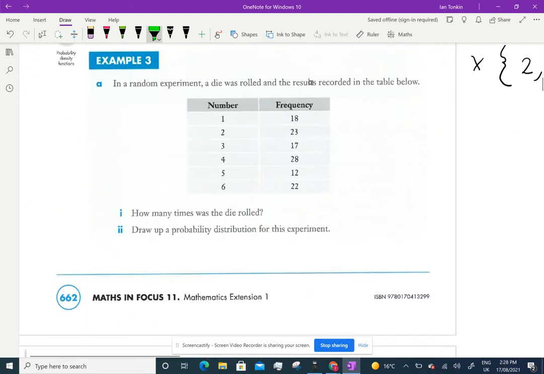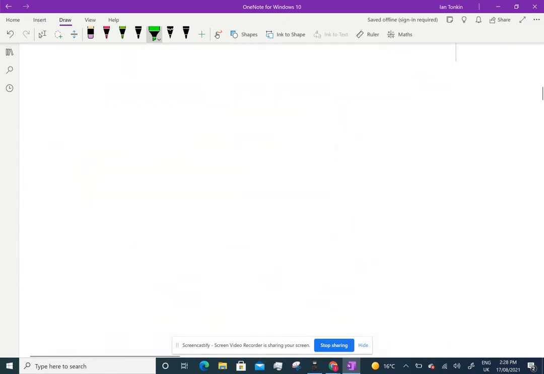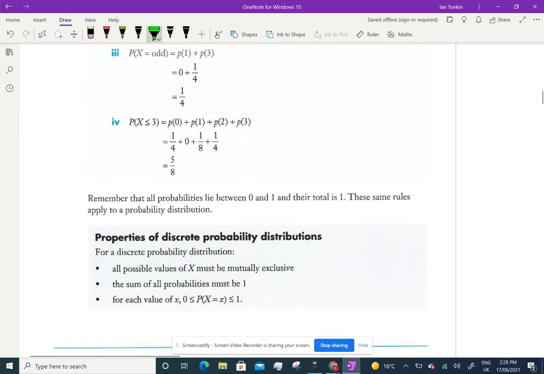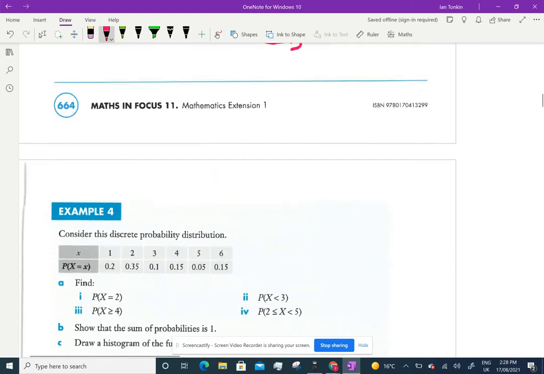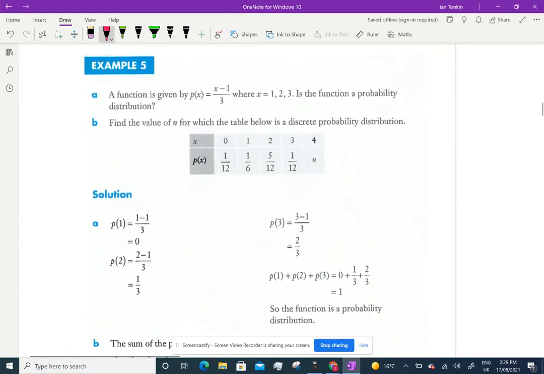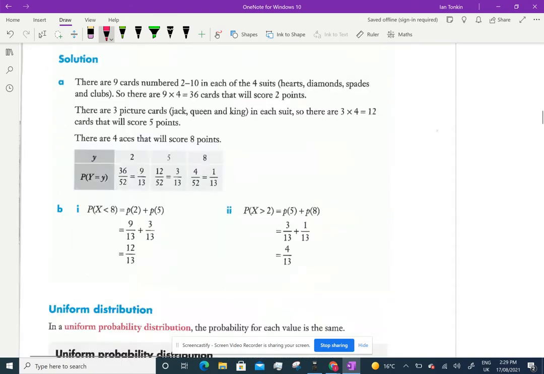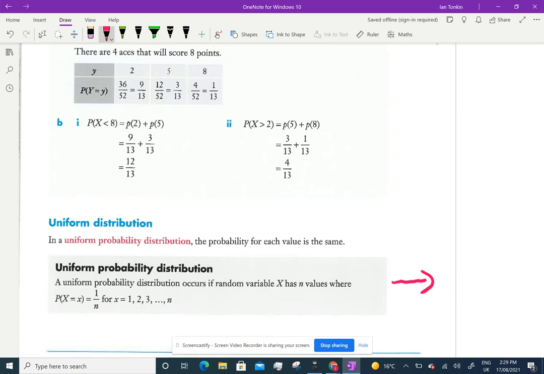So I'm going to go through and do some examples, but there are some other things you need to know. You need to know these properties. All the values of X must be mutually exclusive. Otherwise, we don't get a discrete probability distribution or function. All probabilities must add up to one. Well, we already knew that from probability. And each value of x of the discrete thing happening must have a probability between 0 and 1. It must be a fraction or a decimal or a percentage. And finally, we can have a uniform probability distribution function, which means all of the probabilities are equal.